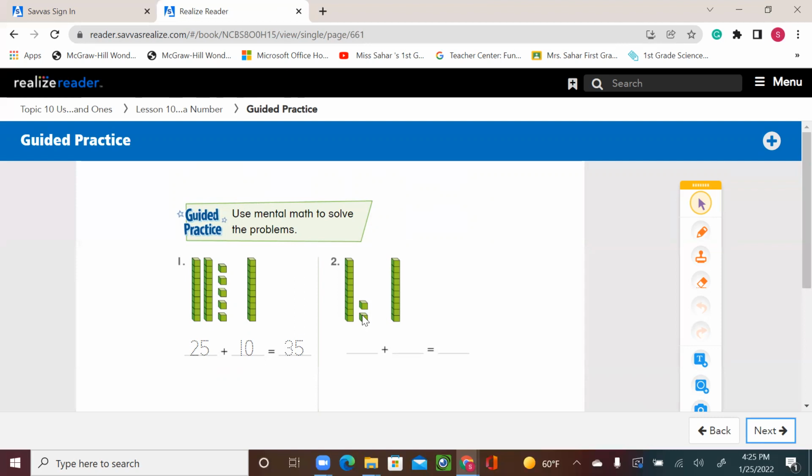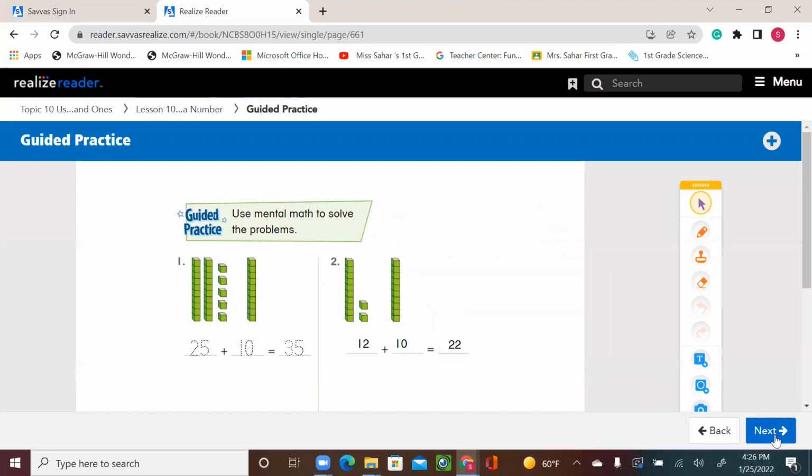Let's see the second one. What do we have? I have 1 ten and 2 ones. That's 12. So 12 plus 10. All right, so let's put here 12 plus 10. I know where my ones and my tens are in 12, and I have one more ten to add. So 1 plus 1 equals 2, and then the 2 ones remain the same because I don't have any ones in the other addend. So my answer is 22.